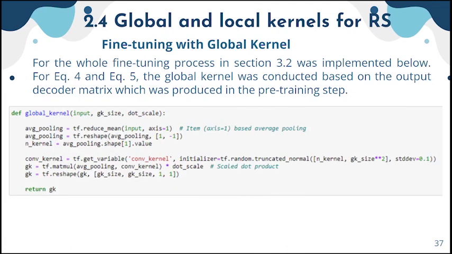And for the global kernel, in equations 4, 5, and 6, we will do some steps. First, we will apply the average pooling on the previously reconstructed rating matrix so that we can get the summary of each item, and after we have the summary, we can put them together by the dot product to create a global kernel.